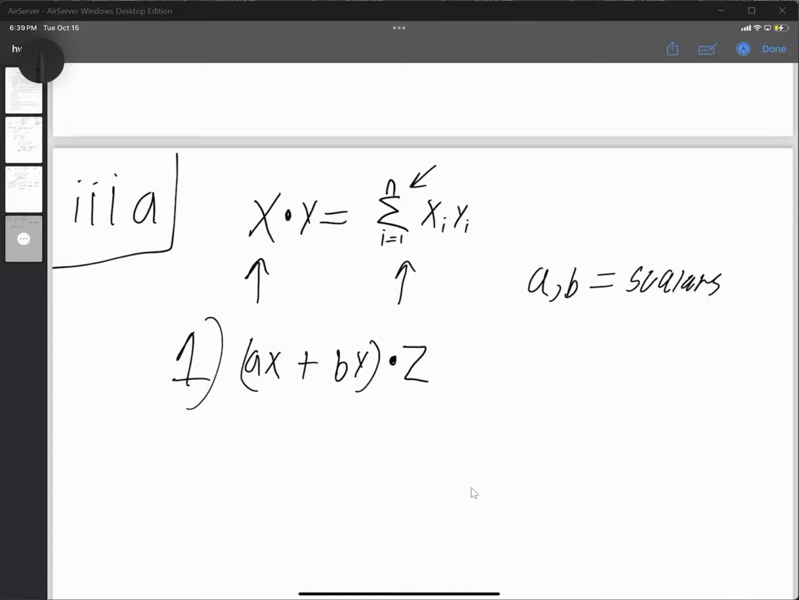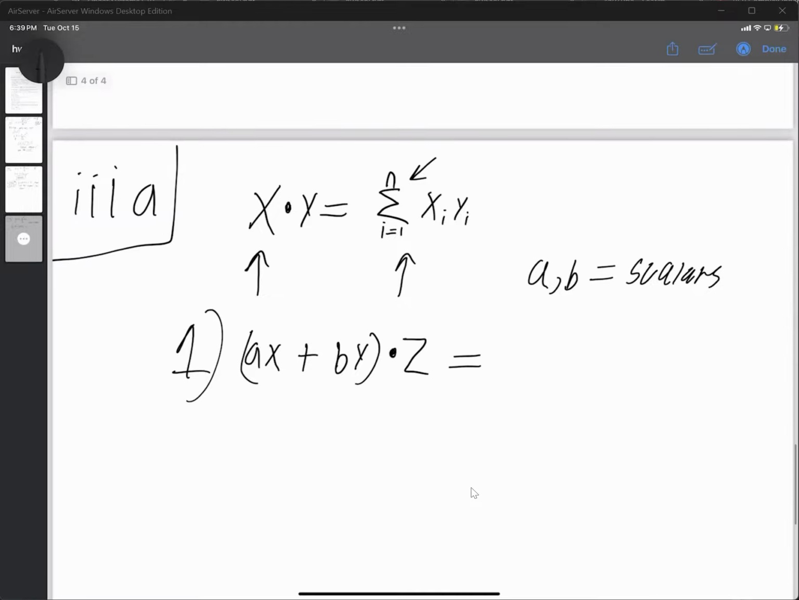Okay. Now let's see how that does over here. So we have the summation, n is equal to 1. And then let's do the same thing.